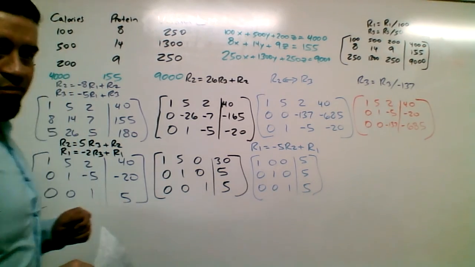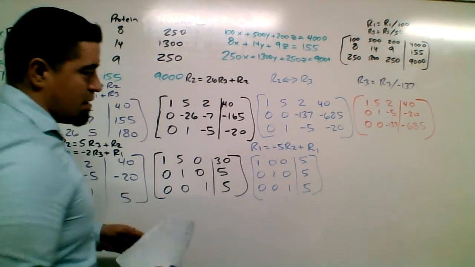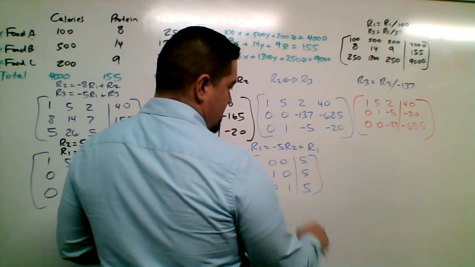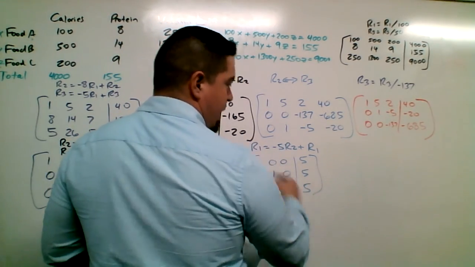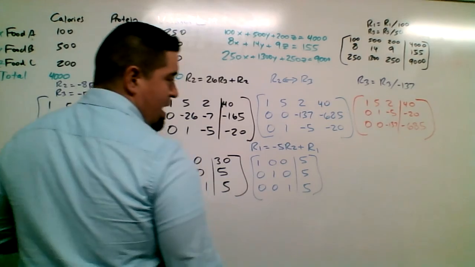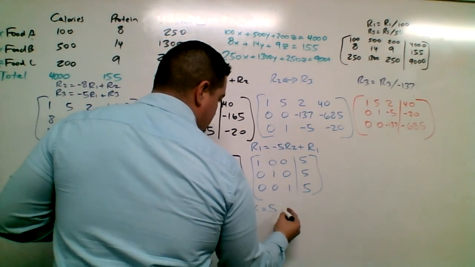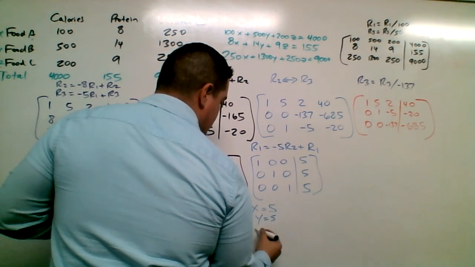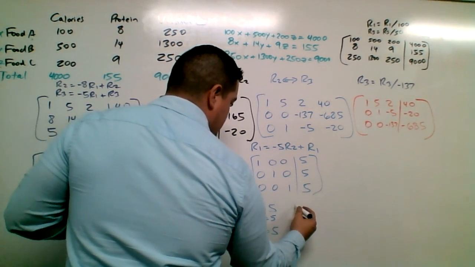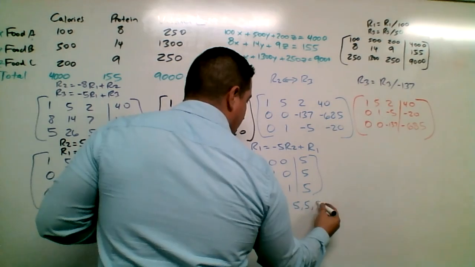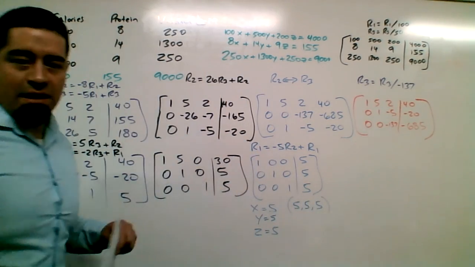Okay, so after all that work, we end up with this matrix in row reduced echelon form with diagonal 1, zeros below, zeros above. And our solution is x equals 5, y equals 5, and z equals 5. Or in other words, the ordered triple (5, 5, 5). And that solves that question.